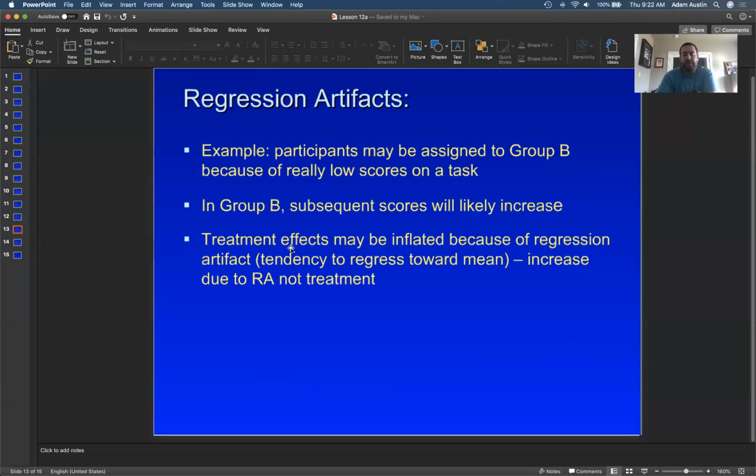Other example, participants may be assigned to group B because of really low scores on a task. Odds are those scores are likely to increase again because of regression to the mean. So the treatment effects may be inflated because regression artifact increases, due to the regression artifact, not the treatment itself.